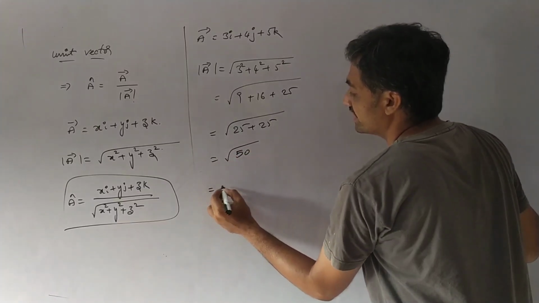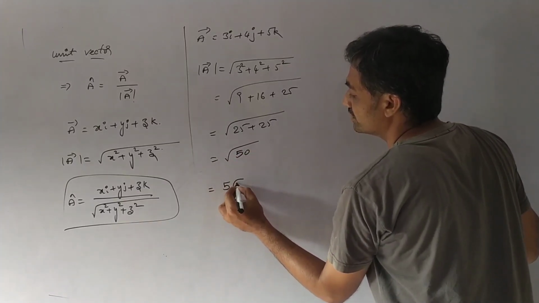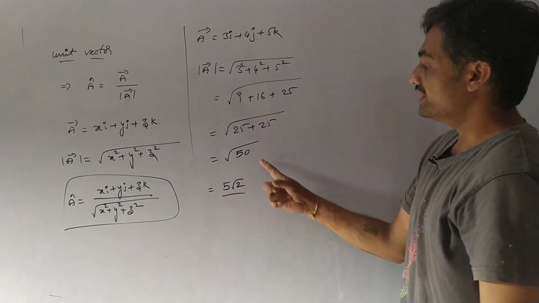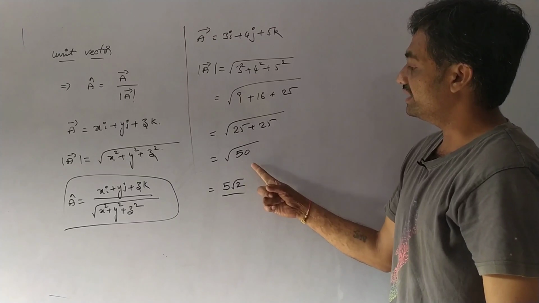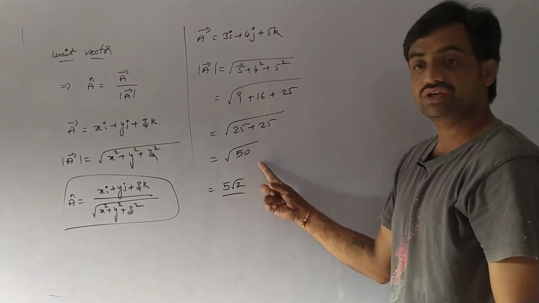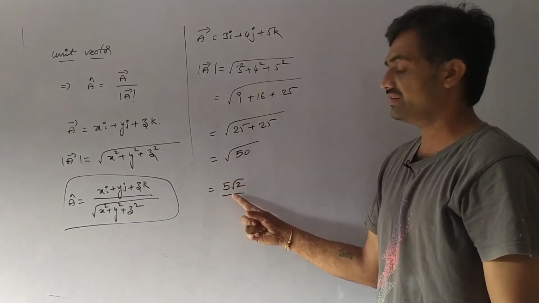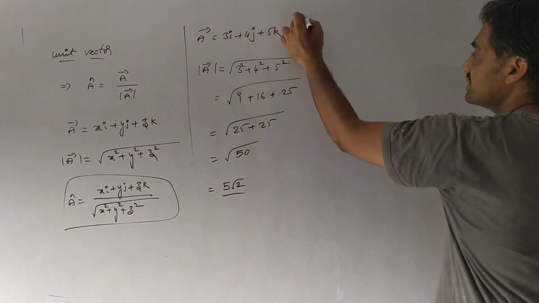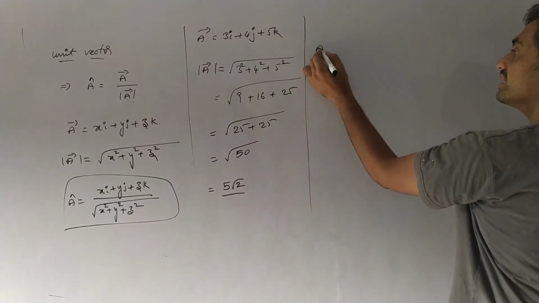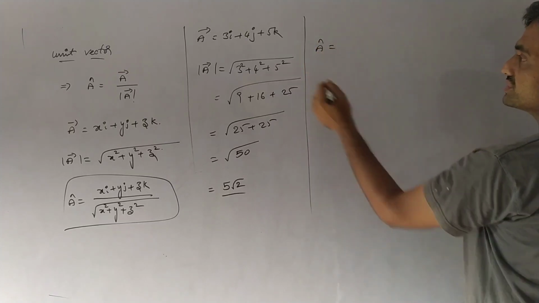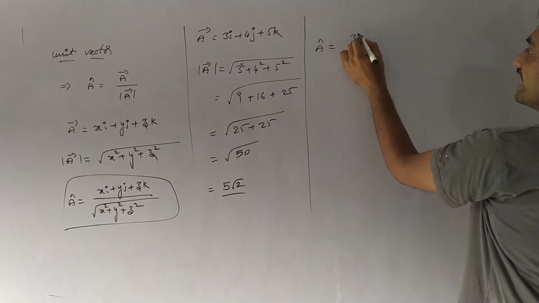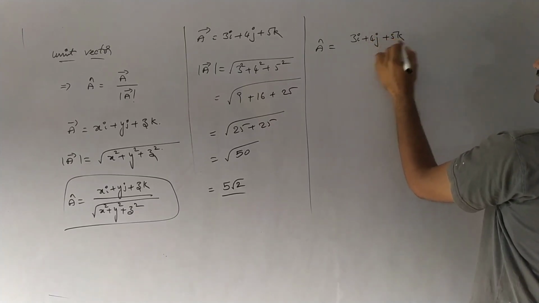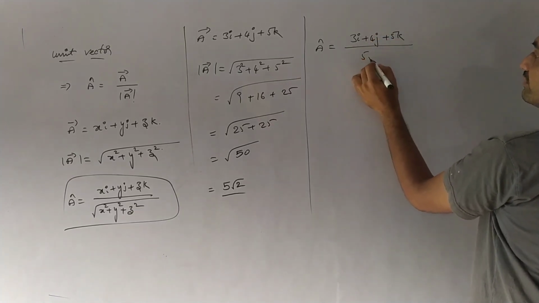We can write it as 5 root 2. Why? Because 50 we can write as 25 into 2, and under root of 25 is 5. So 5 root 2. Here we have found the magnitude. Based on this magnitude, the unit vector is given as a cap equals the vector 3i plus 4j plus 5k by 5 root 2.